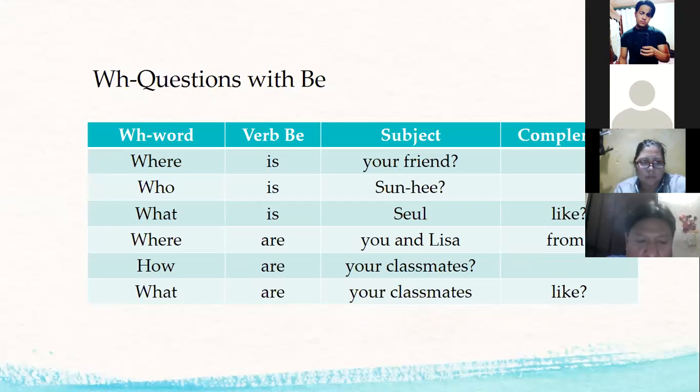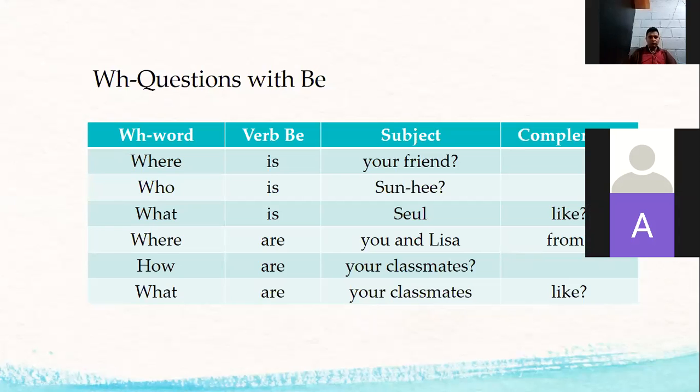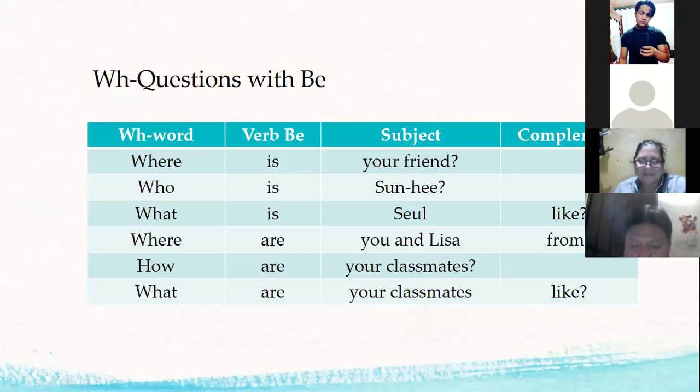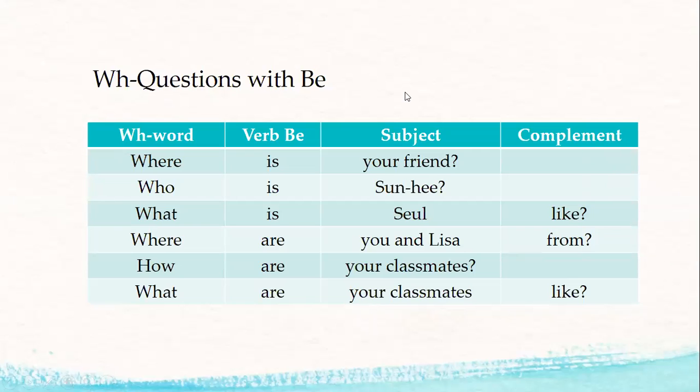Tenemos a dos más que son de Santa Ana, si no me equivoco. Yo. And who is yo? Leslie. We have Leslie and Francisco. Y Francisco. Yes. Thank you. So you can see that Francisco, Leslie, Josue, and Alex are from Santa Ana.